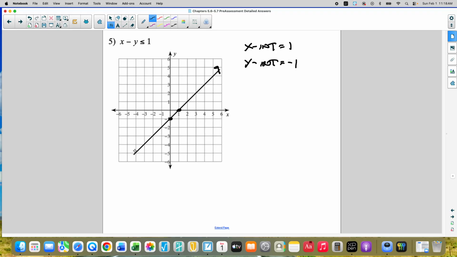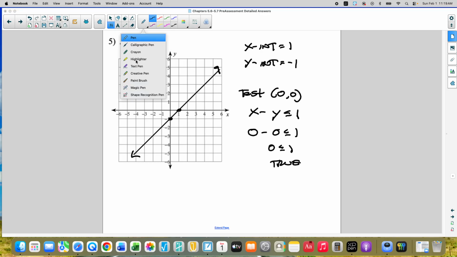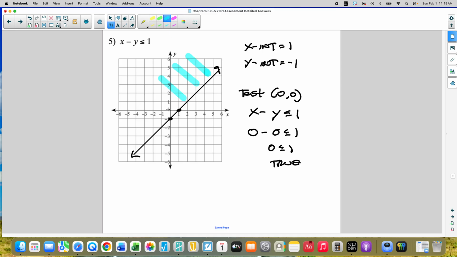And let's do some arrows. Let's test the point 0, 0. X minus y is less than or equal to 1. 0 minus 0 less than or equal to 1 is 0 less than or equal to 1. 0 is less than 1. So that again is true. Hope we get one where it's false. So we're going to shade the true side. Good.